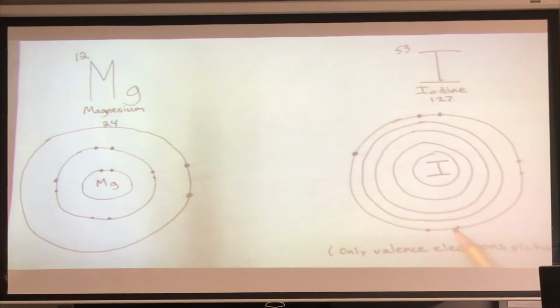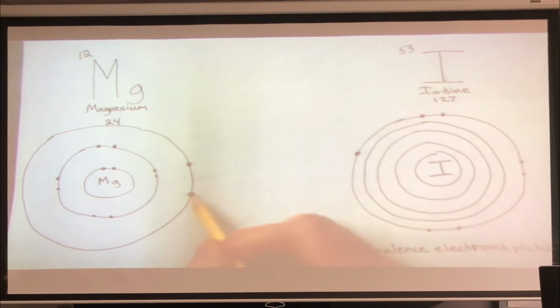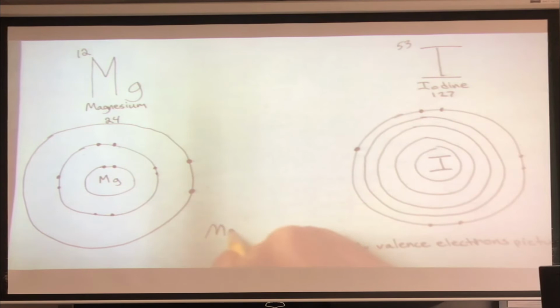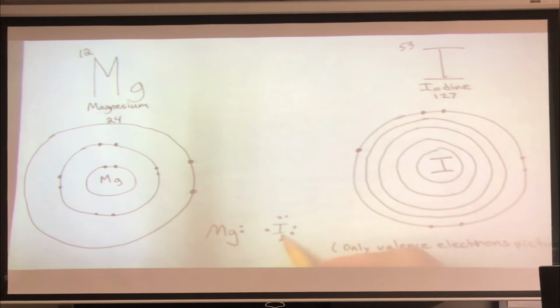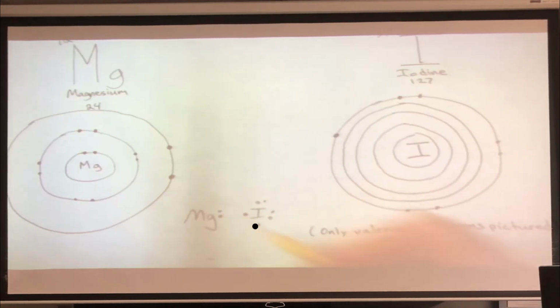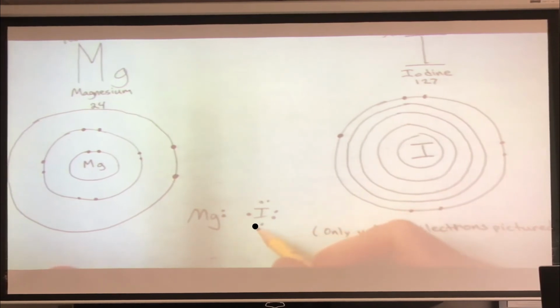So let's look at it from a Lewis dot perspective. We have 2 valence electrons for magnesium. I'm going to put them over here just to make it a little easier. And iodine has 7. Well, iodine only needs 1, and magnesium wants to give up 2, so we're at a bit of an impasse. What's going to happen?